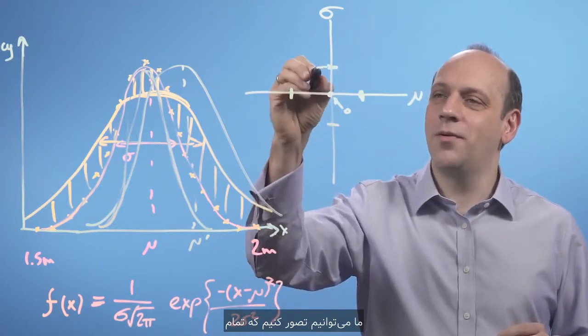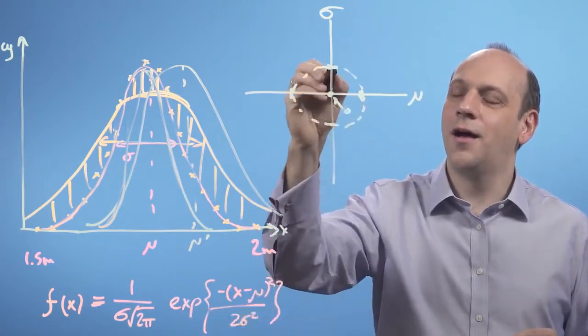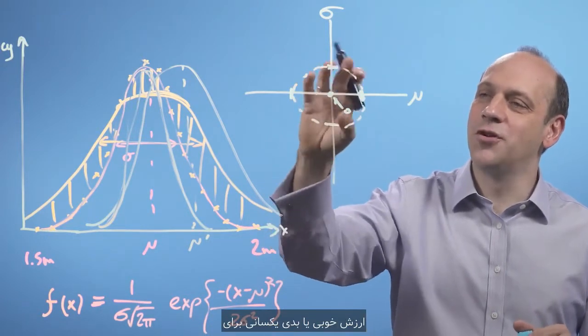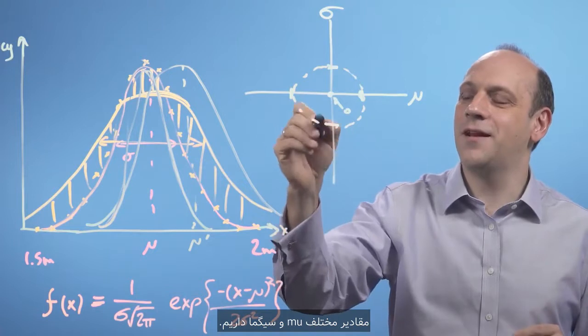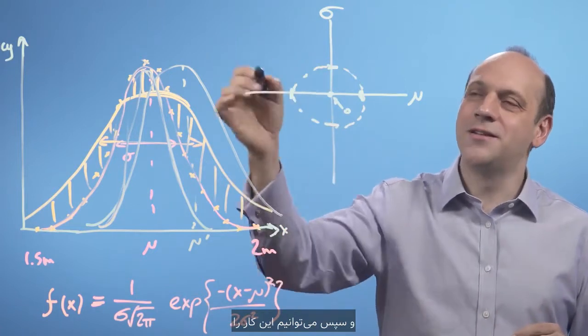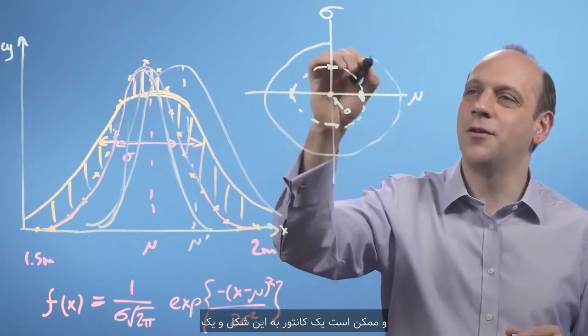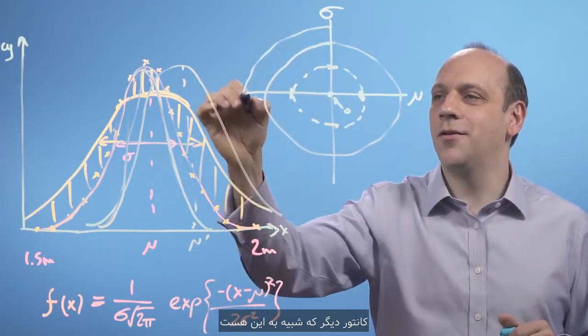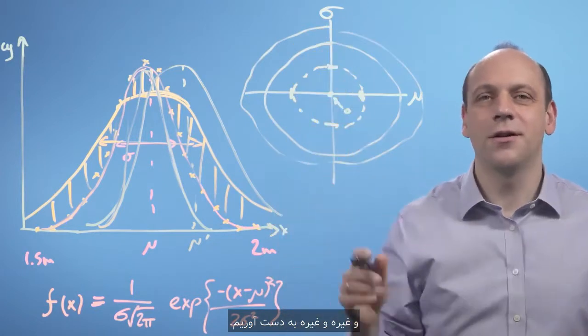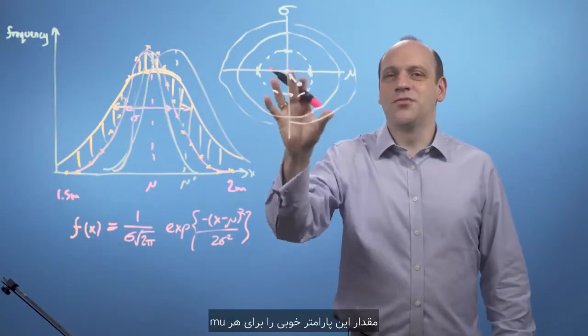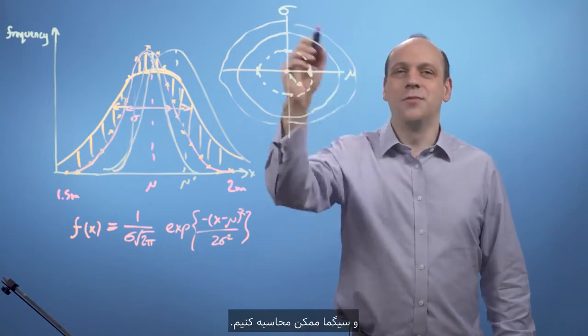And we could imagine plotting out all of the values of where we had the same value of goodness or badness for different values of mu and sigma. And we could then do that for some other value of badness, and we might get a contour that looked like this, and another contour that looked like this, and so on and so forth. Now, say we don't want to compute the value of this goodness parameter for every possible mu and sigma.